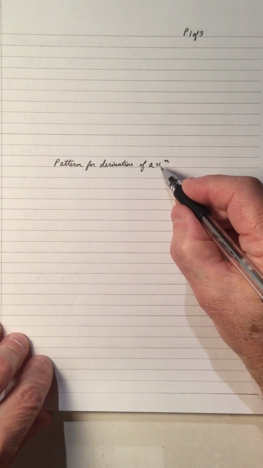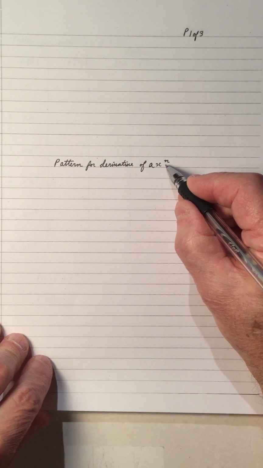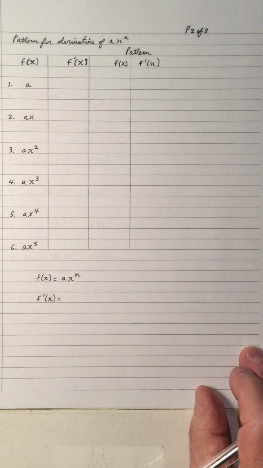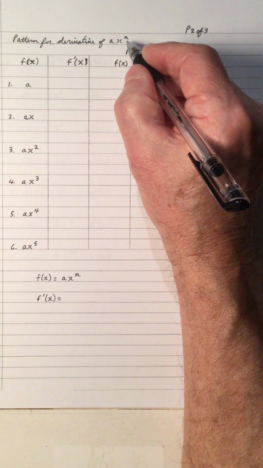This is a monomial and it's x raised to the n power, and n is any whole number. We're not dealing with fractions or negatives right now. The pattern for the derivative of ax to the n.